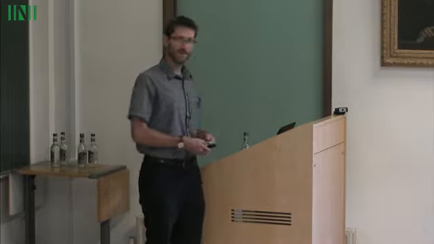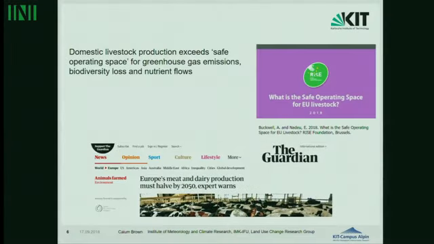Even ignoring those international changes, there have been several findings that suggest that our livestock production in the UK and in Europe is already quite substantially exceeding the safe operating space for humanity in terms of greenhouse gas emissions, biodiversity loss and nutrient flows. This report here just came out a few days ago and suggests that we may be producing more than twice as much of these negative externalities as we can afford to do, leading to this fairly dramatic headline that we need to halve our meat and dairy production just within Europe without taking account of international effects.